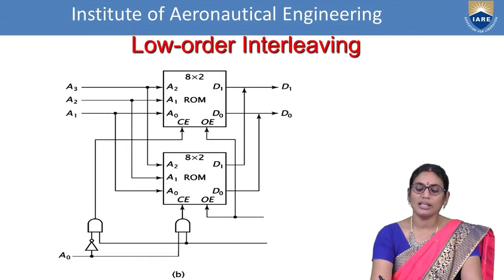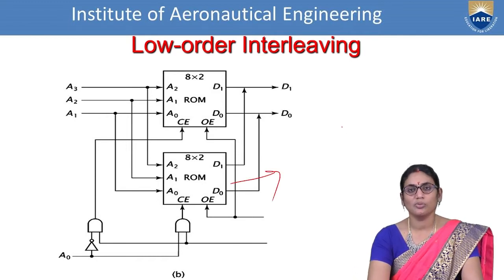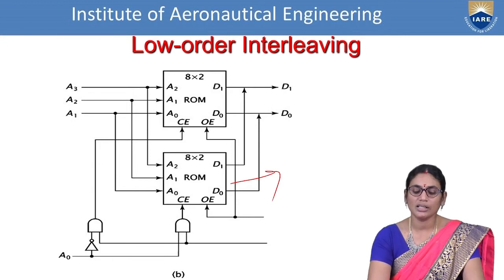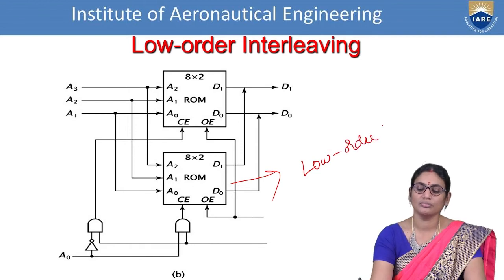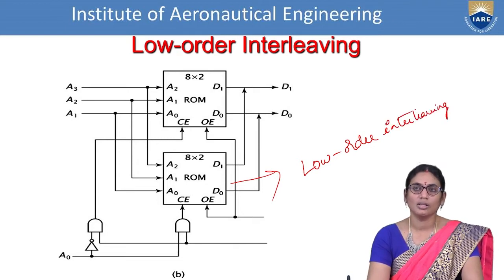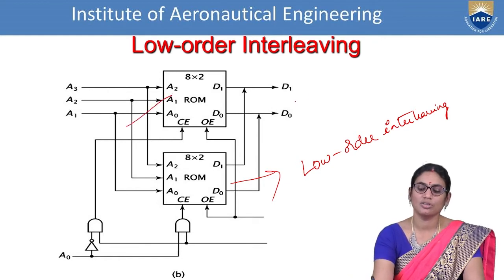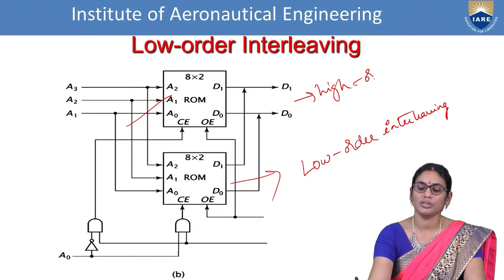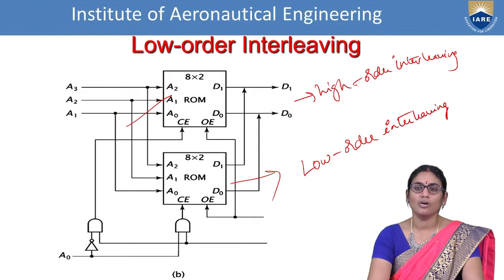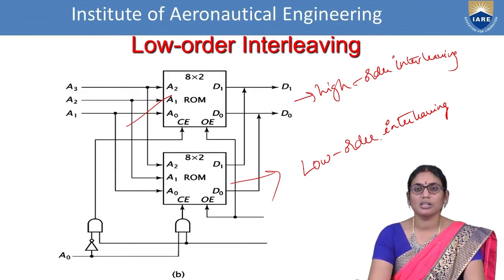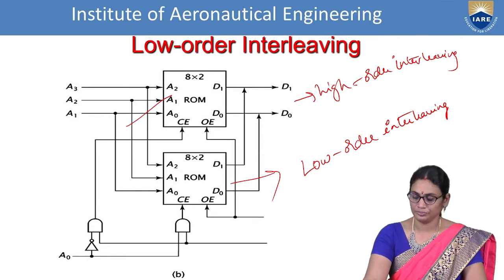Now, if you are selecting the lower chip, we are not bothered about selection of D0 and D1. If you are selecting the lower chip, that means you are having a context of low order interleaving. Low order interleaving. If you are selecting the upper chip, this is called high order interleaving. So these are the two particular cases where you have to concentrate on the enabling of either the upper chip or the lower chip.